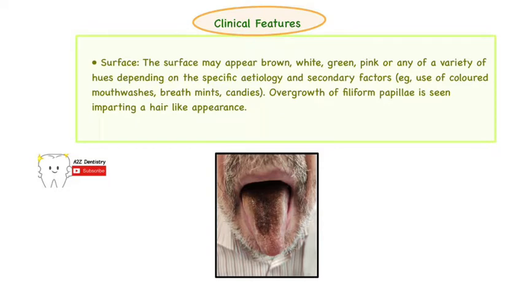Moving on to the surface of the hairy tongue. Now the surface may appear brown, white, green or pink as previously discussed. Now these colors are basically there because of some specific etiology or many secondary factors such as use of colored mouthwashes, mints, chocolates, and beverages like tea and coffee. So depending upon the kind of product the person is consuming, the appearance of the tongue may vary from yellowish to brown to blackish in color.